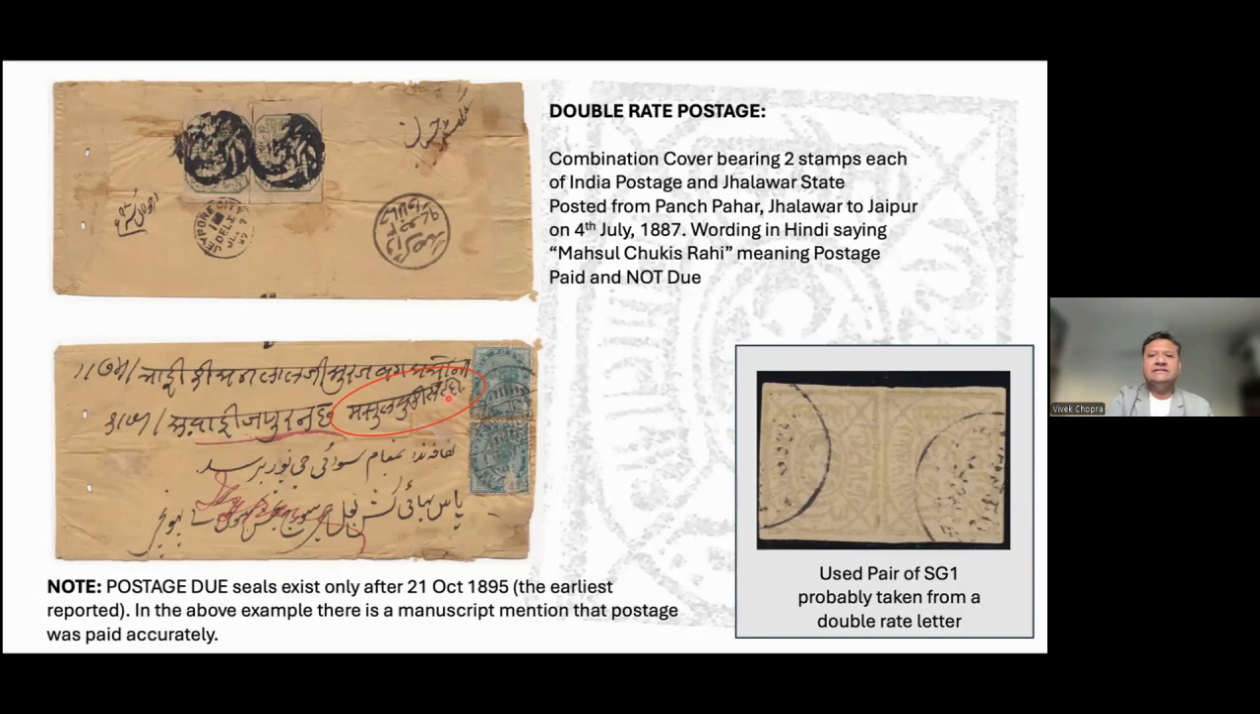So you can see that at that time in 1887, there was no postage due seal, right? And it's true that the earliest cover which shows a postage due seal is from 1895. Prior to that, I think the postmasters used to write by hand saying that the local post was paid. I don't have a picture of an SG1 double rate cover, but I do have a pair of SG1 which is used, which might have come from a double rate cover.